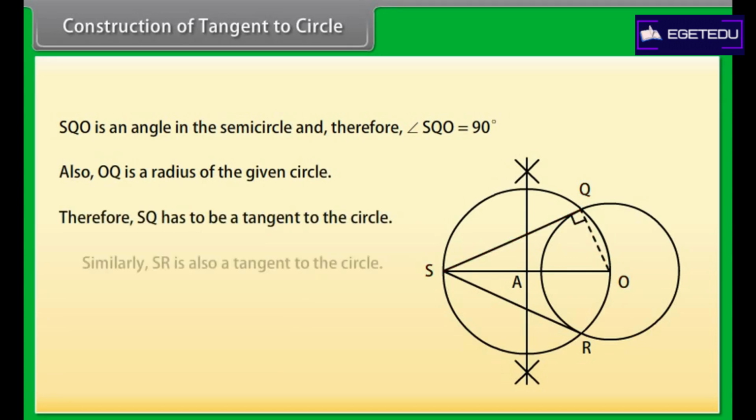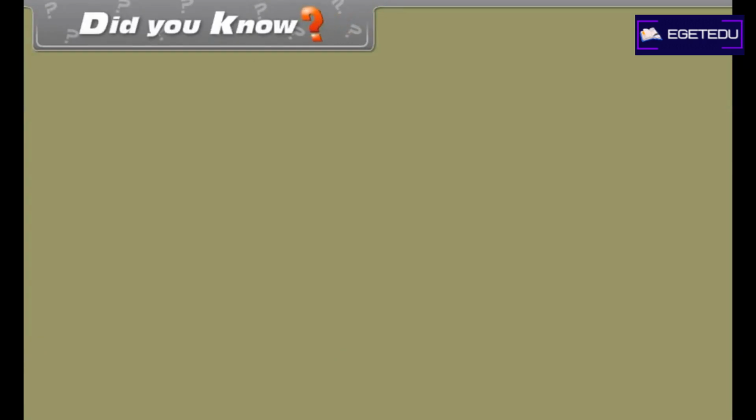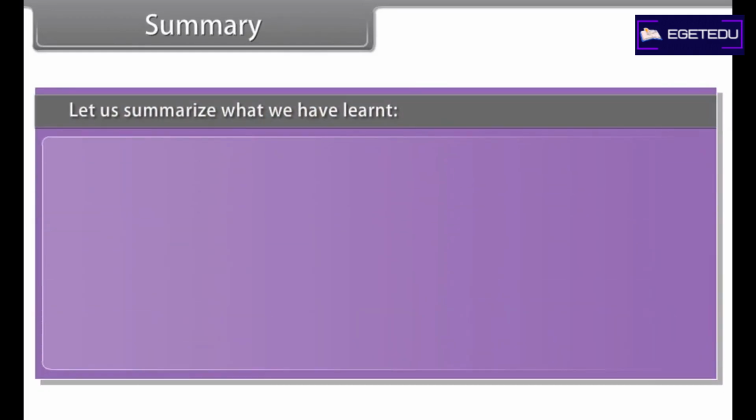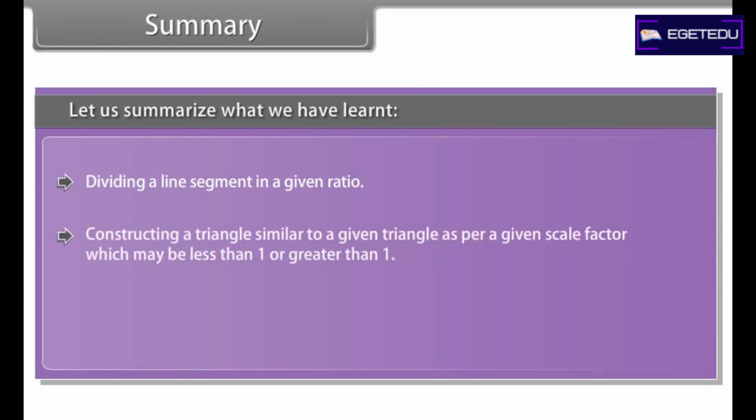Let us now check how this construction provides us the required tangents. Join OQ. We can now see that SQO is an angle in the semicircle and therefore angle SQO is equal to 90 degrees. Also, OQ is a radius of the given circle. Therefore, SQ has to be a tangent to the circle.